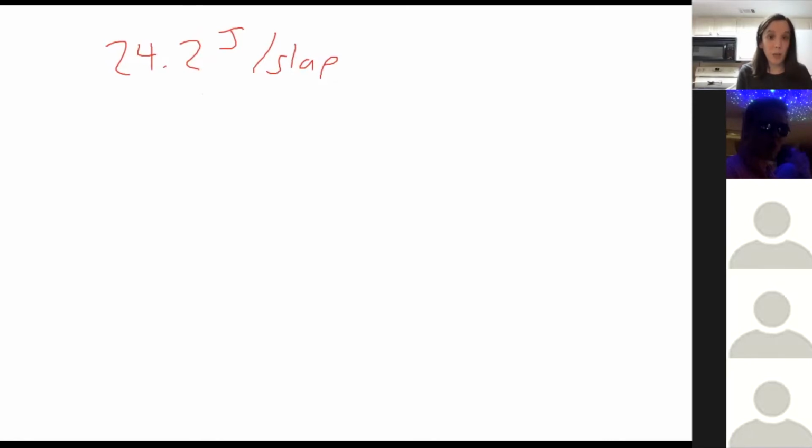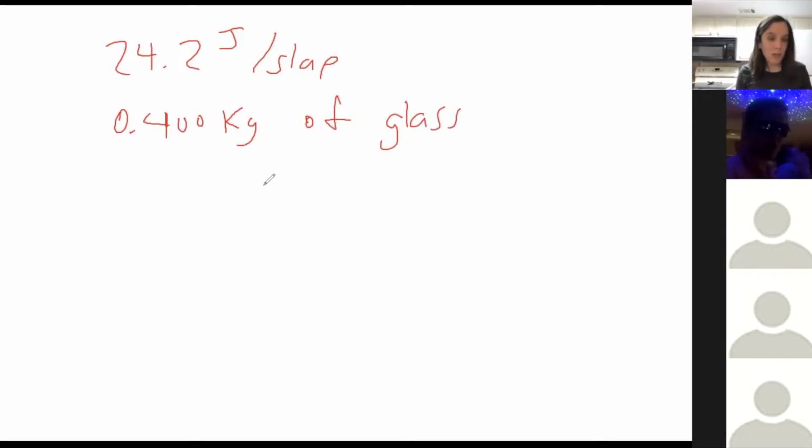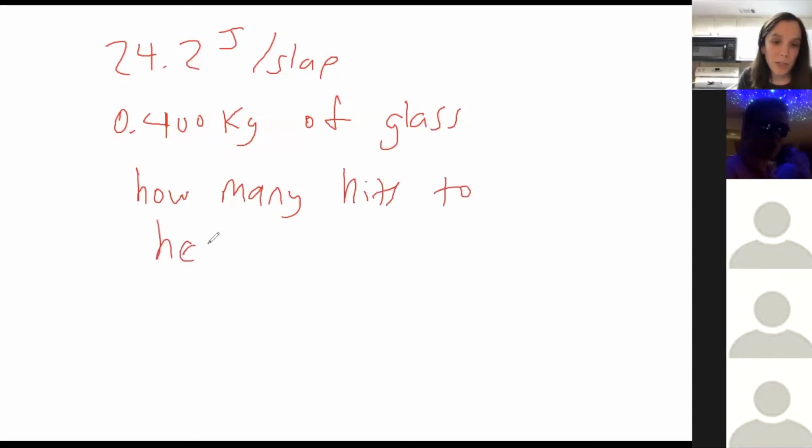The energy can go into heating up that surface. So let's say you're slapping a glass countertop. And let's say that you have 0.4 kilograms of glass that you're hitting. And every slap, you're imparting energy to the glass, which heats it up. And the question is, how many times do you need to slap the glass to heat up 1 degree Celsius? So how many hits to heat up the glass 1 degree Celsius?